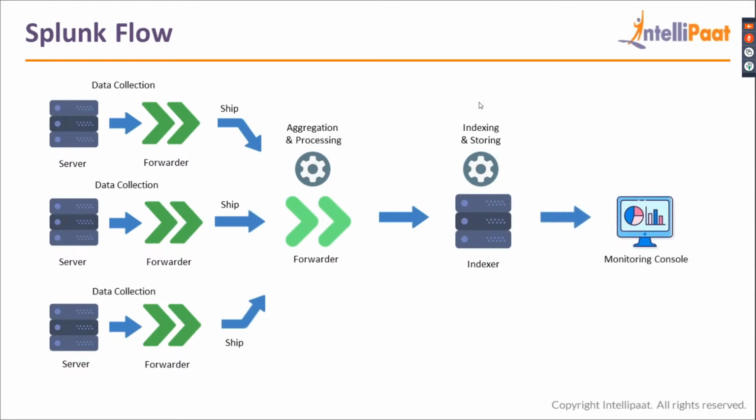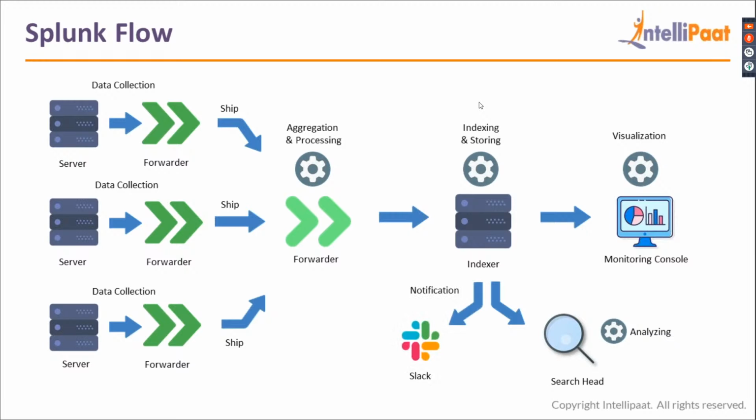In the indexer, the data will be indexed and stored. Then you can check how the indexer and forwarders are doing using the monitoring console. And you can use the search head for visualization and analysis purposes. And if there is any error in the whole data flow, you can send a notification through Slack or your email. So guys, this is the basic flow of data, and previously we saw the data architecture. I hope you understand the different components in Splunk and how data flows.